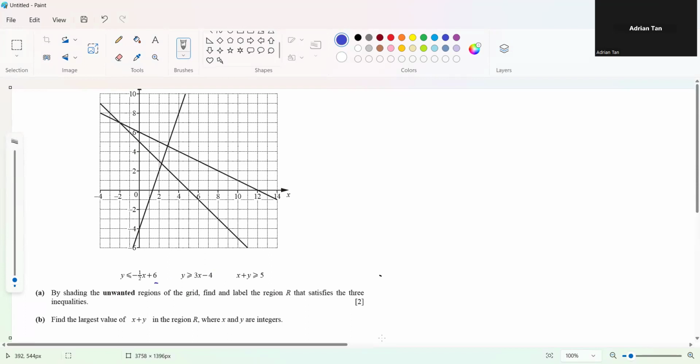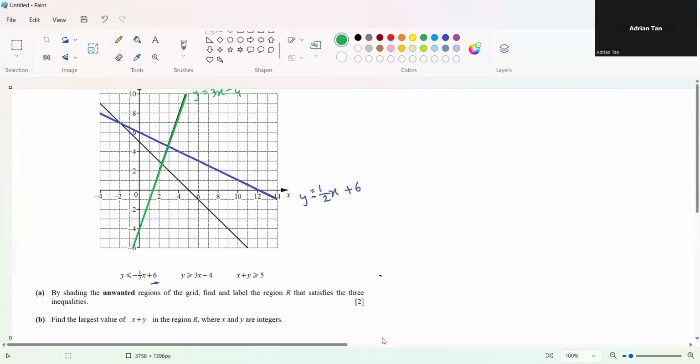So for the first two, the y-intercept is 6. So the y-intercept is 6 means it is this blue line that I'll label in blue here. This blue line is y equals negative 1 over 2x plus 6, right? So for the next line, I'm labeling green, gradient 3, y-intercept negative 4. So this is the line here. So this will be labeled as y equals 3x minus 4.